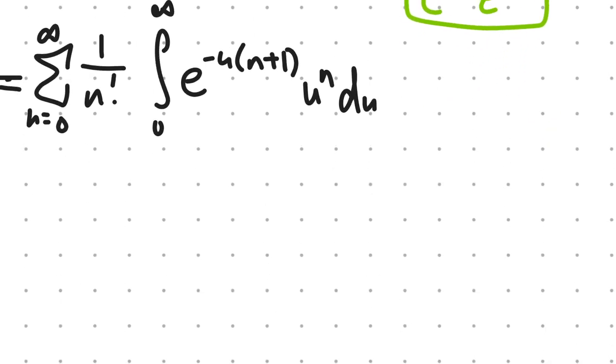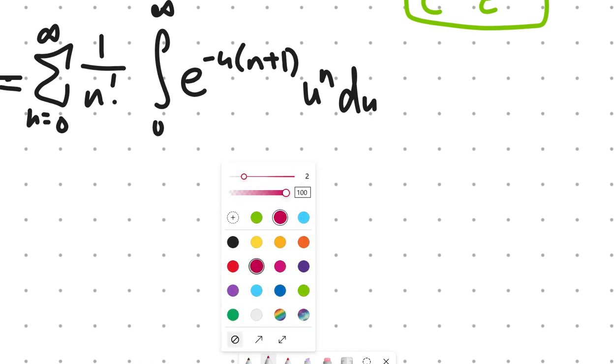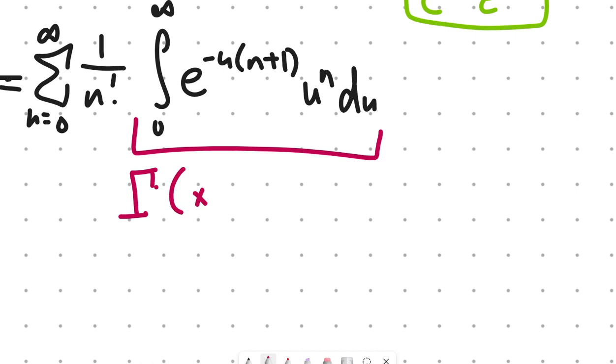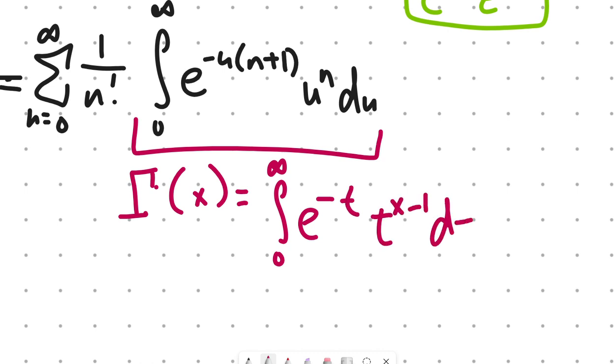Now what we are going to do is observe this integral and see what kind of patterns we can find. Especially, this integral reminds you of the gamma function. The gamma function, gamma of x, states that gamma of x is the same thing as the integral from 0 to infinity of e to the negative t times t to the x minus 1 dt.